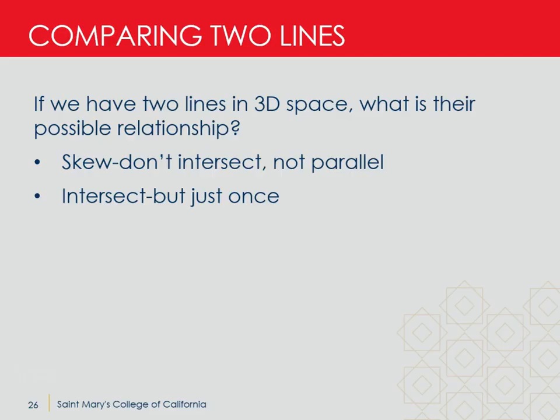But that would be it. Another possibility is that they're literally just the same line, right? They're on top of each other, so all their points are the same. And then the final possibility is that they're parallel. So in this case, they wouldn't intersect, but they do have the same direction. They're heading in the same direction, they're parallel to each other, but they don't intersect.